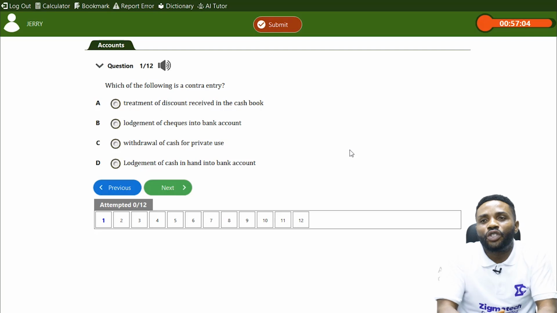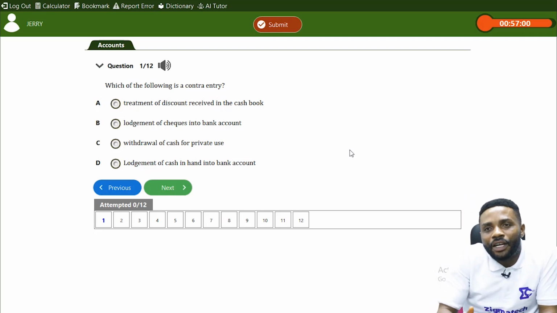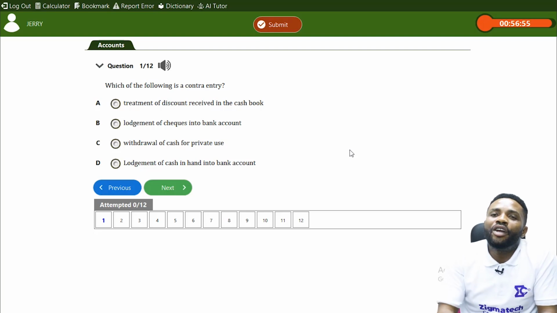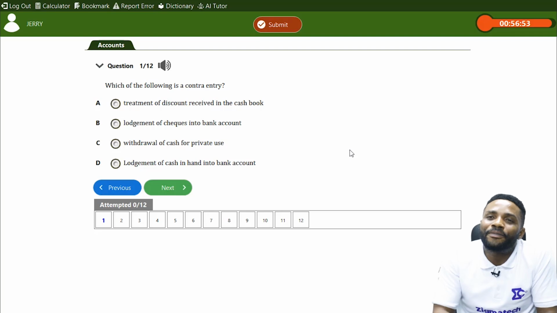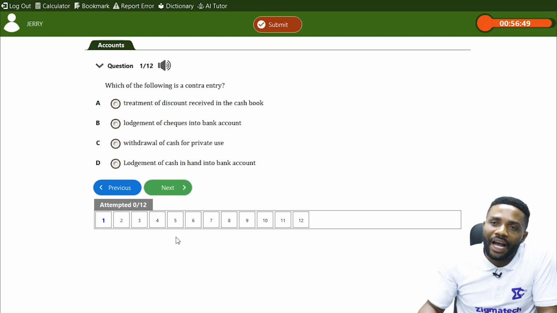So now looking at this question, this one is basically for cash book. So if you look at the options given here, from option A to option D, the only option that clearly defines contra entry here is option D, lodgement of cash in hand into the bank.